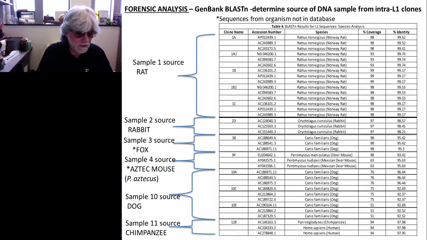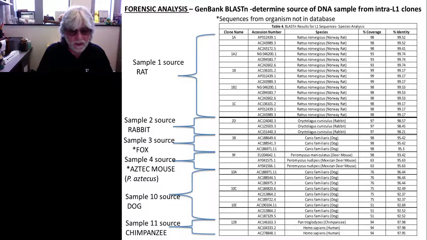And then you might say, well, that didn't work out well, but there's a lack of fox sequences in GenBank of L1 elements, so it makes sense that it would find the closest relative. The same is true for the Aztec mouse, which is Peromyscus aztecus, not in the database, but we've got P. maniculatus and other Peromyscus species, so it corresponded to that. Sample number 10 was the dog, and it matched up to dog sequences.